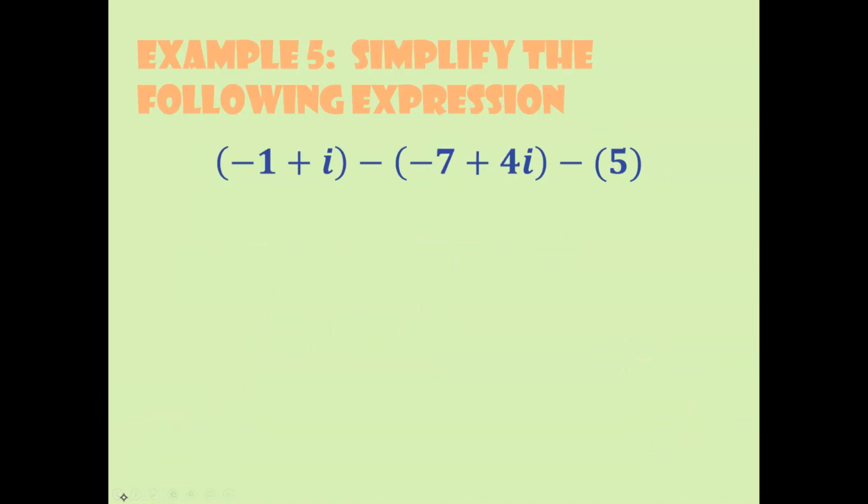All right, let's do another one. So if you look, it's all subtraction, okay? But this last section over here doesn't have an imaginary number. That's fine, okay? So we bring down the first parentheses, negative 1 plus i. If you want to write that 1 there, that is fine, okay? I need to distribute this negative subtraction symbol, which is going to be plus 7 minus 4i. And then distribute the subtraction, and that makes that a negative 5.